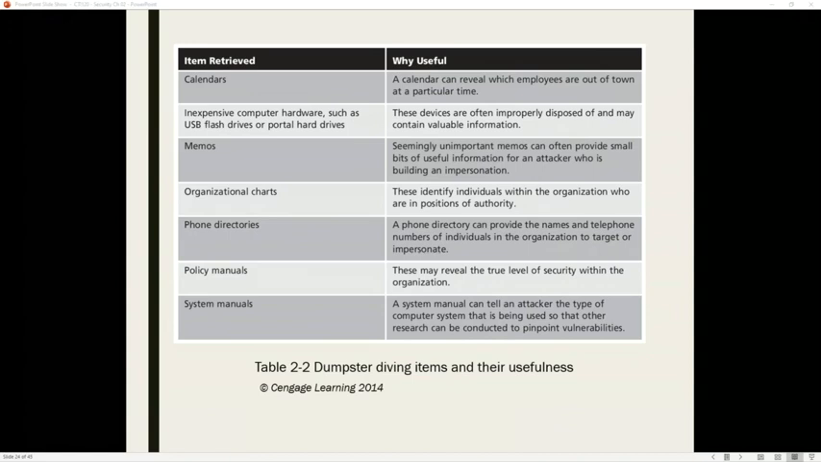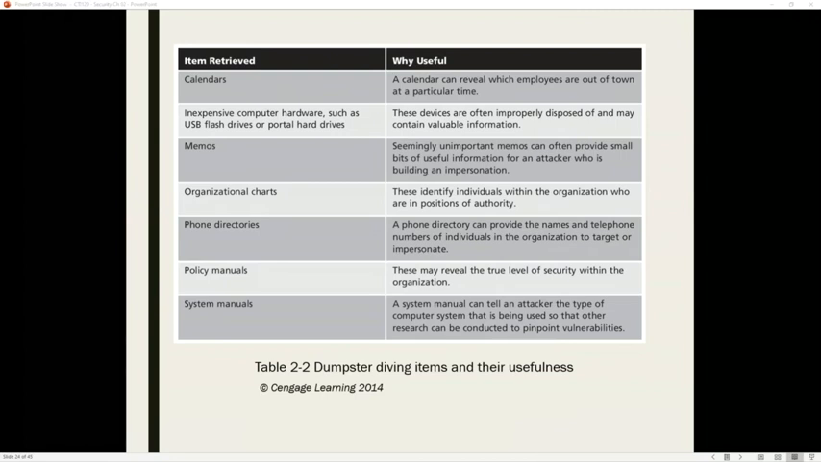Phone directories, policy manuals. Policy manuals, of course, are very dangerous to have disposed of without correct destruction procedures, because they can reveal the level of security within the organization directly. They can say, this is how we behave in the event of a crisis. This is the type of material that is going to be used. This is who is called in the event of an emergency.